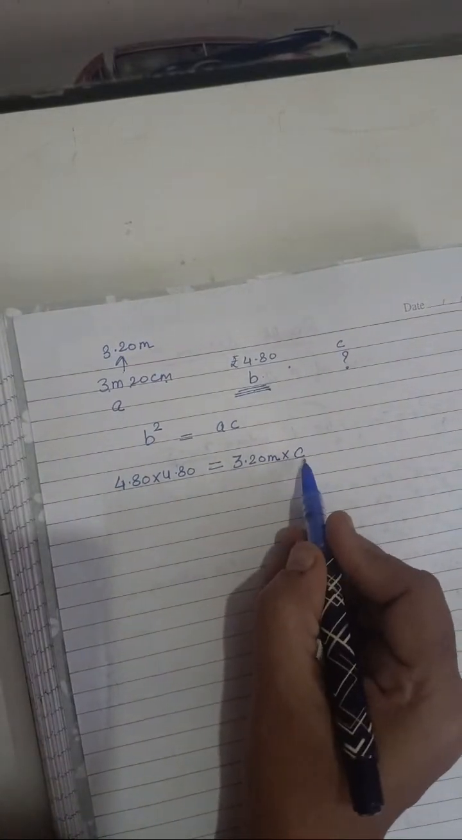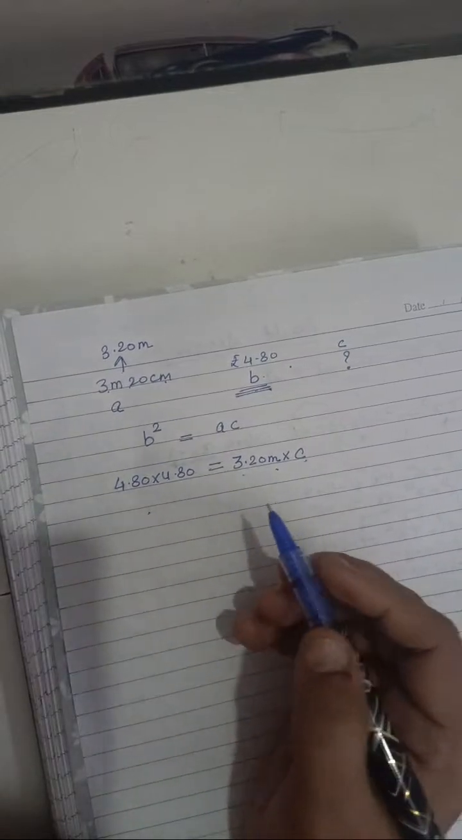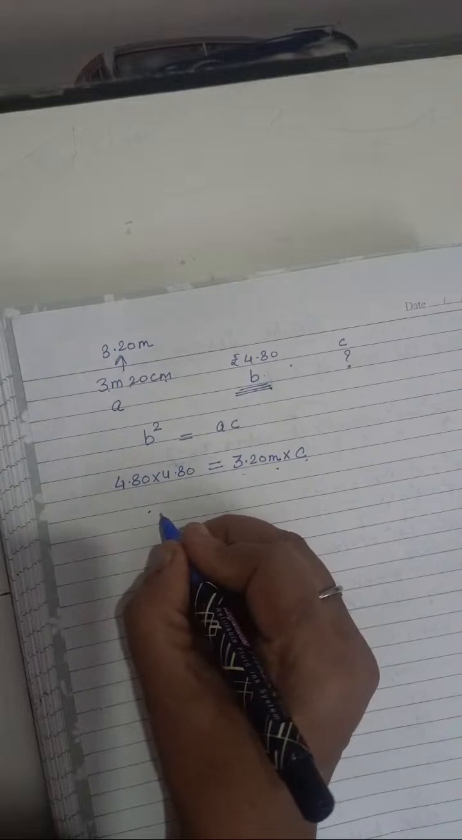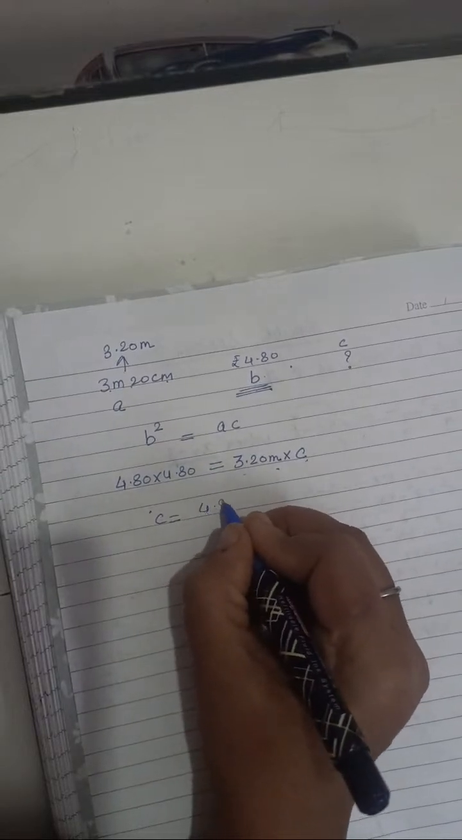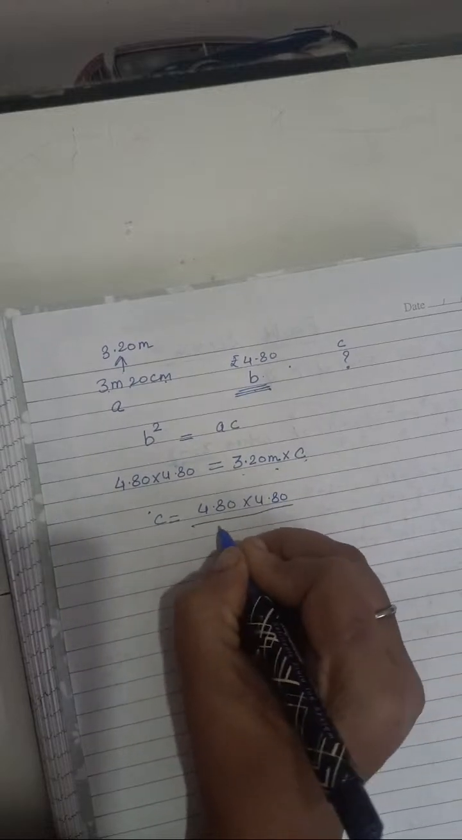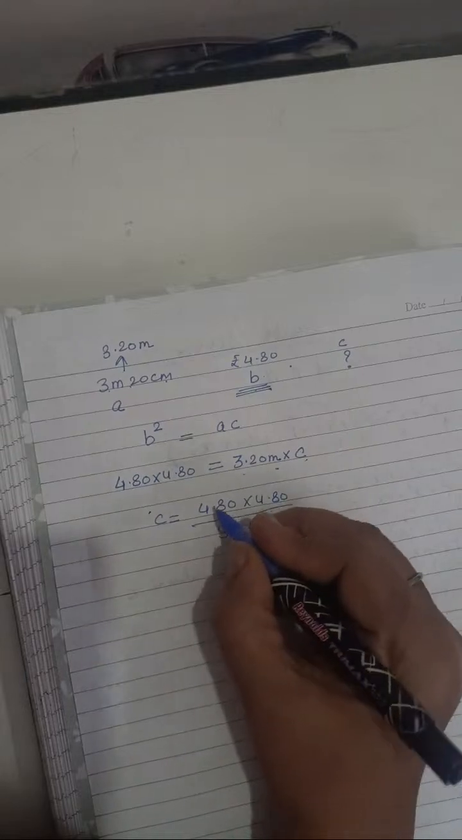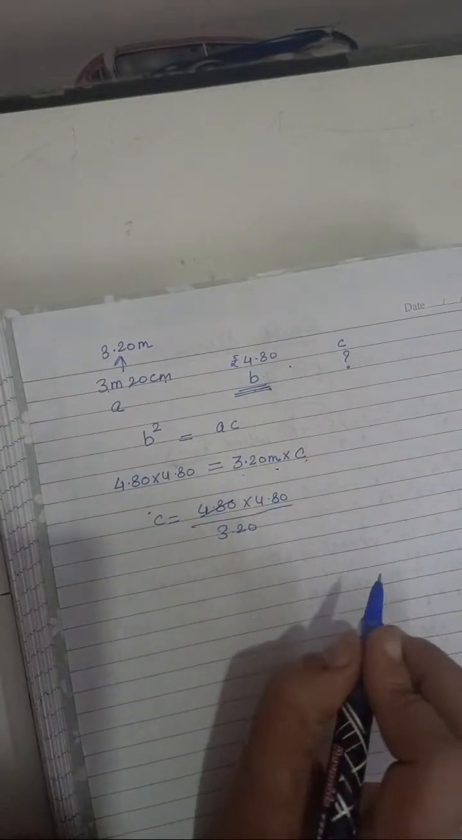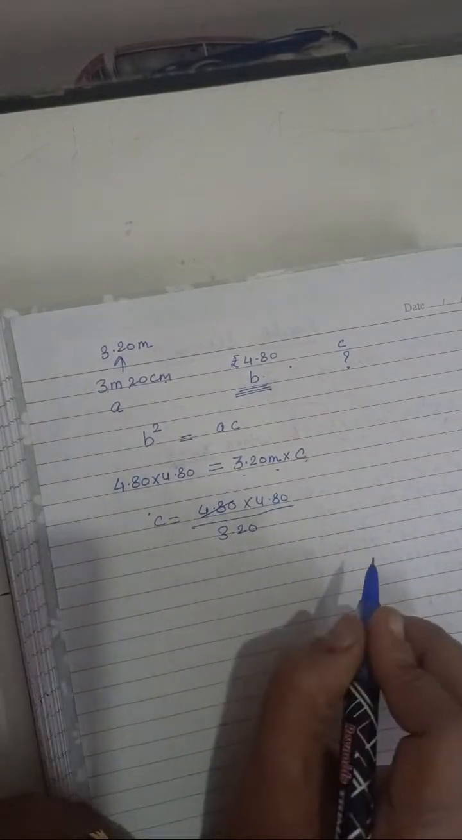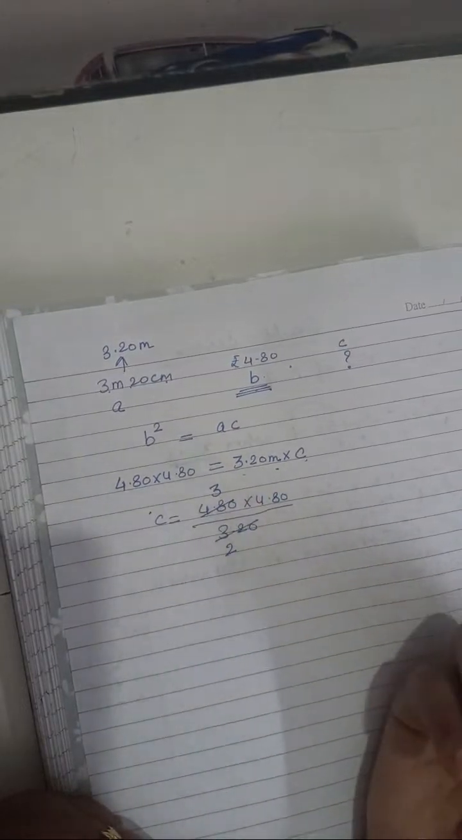Now with C it is in the multiplication, on the other side it will be in division. So just bring it for the division. So what it will come, 4.80 multiplied 4.80 divided by 3.20. ठीक है, अब इसे आप कट कर दो तो 16 की टेबल में 48 भी आता है और 32 भी आता है. तो 16 3s are 48, 16 2s are 32.